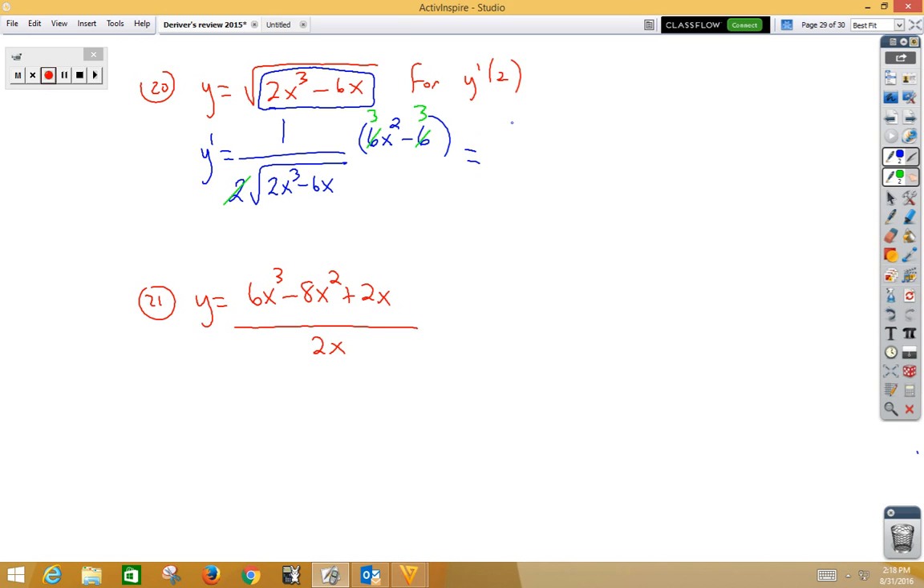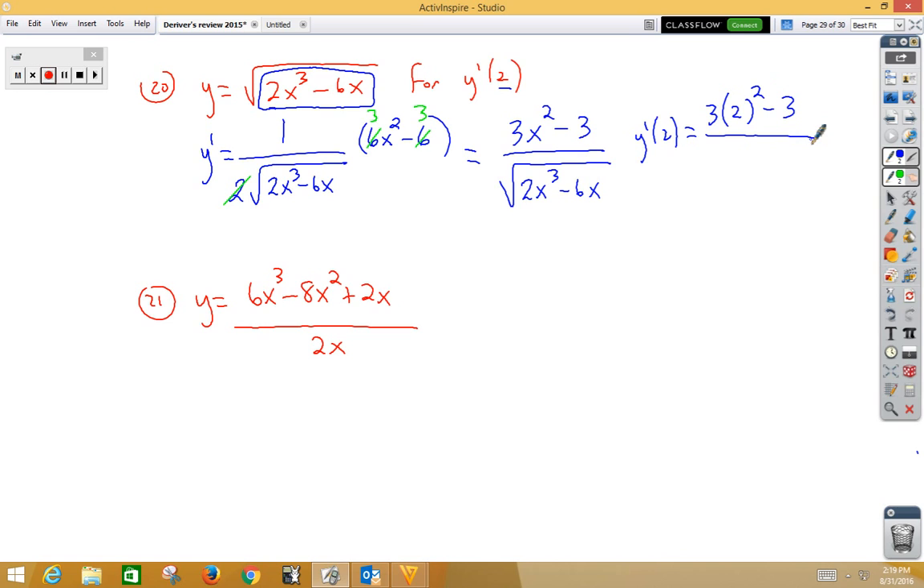So now we have a 3x squared minus 3 over root 2x cubed minus 6x, and they want us to plug in a 2. So if I plug in a 2, we have y prime of 2 is equal to 3 times 2 squared minus 3 on the top, root, that's going to be 2 times 2 cubed minus 6 times 2.